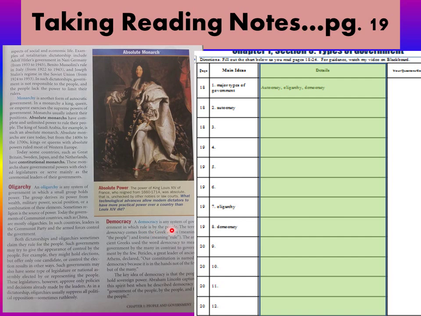So, democracy details: who is in charge of this kind of government? Rule is by the people, so you can put the people here, but then you have to separate it from oligarchy, because oligarchy is also people, but oligarchy is few people, and democracy is many people. So this should say rule by many people.